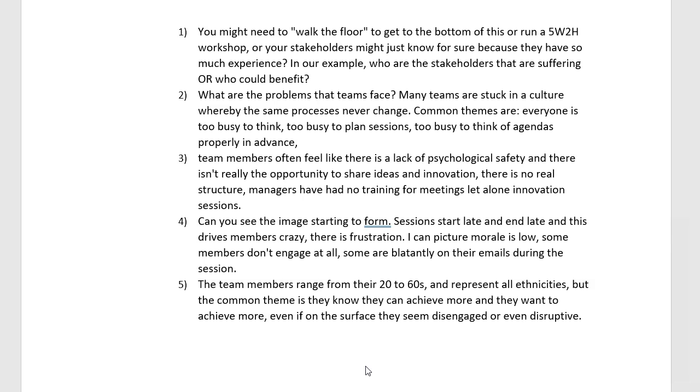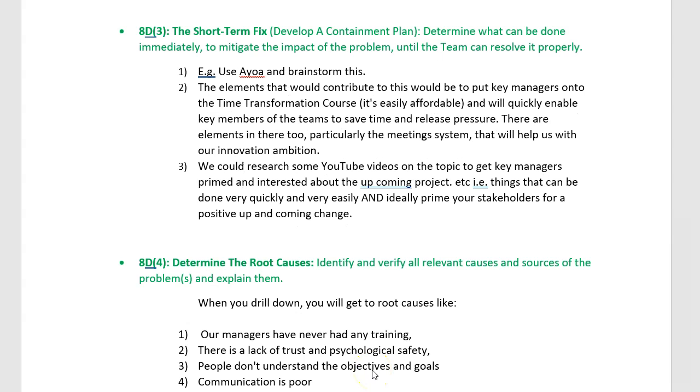Just detail as much as you need to get to this level of visualization. 8D Discipline 3, the short-term fix. This is all about mitigation. So is there anything that we can do right now, before we do all the work, that could be a quick and easy win? That's what Discipline 3 is all about.